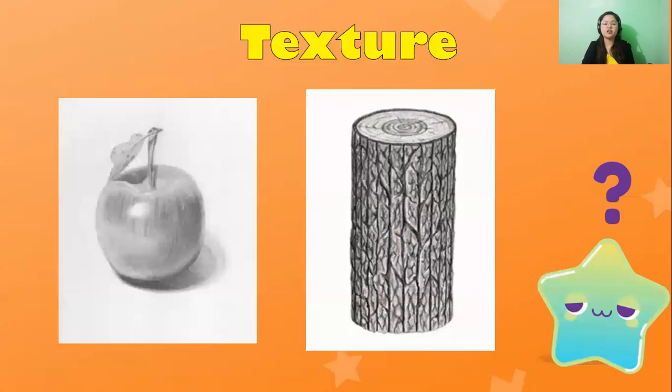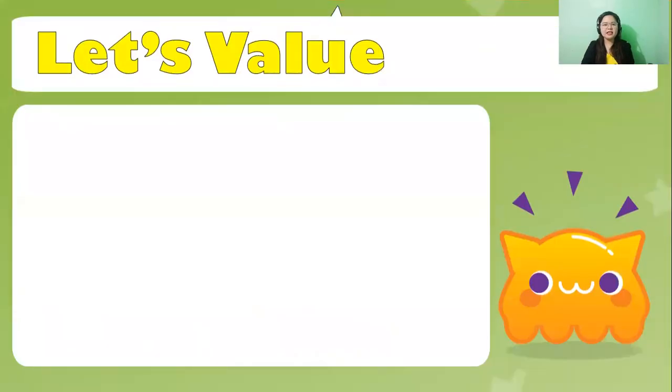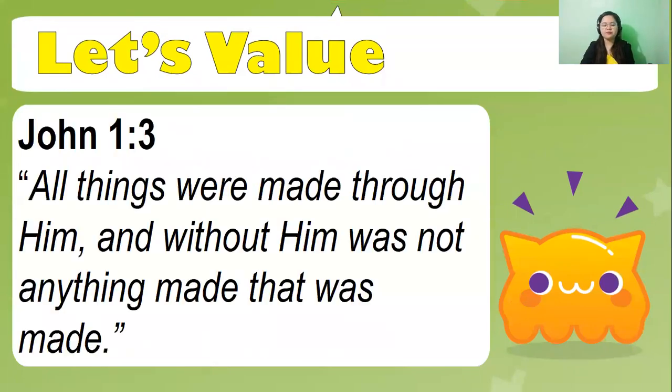Now we have a rough texture. When we say rough, it is formed by drawing many thick lines that are in different directions. Just like in the picture that you are seeing on the screen, the wood has a rough texture because there are lines moving in different directions. Are we clear on texture? That's good.